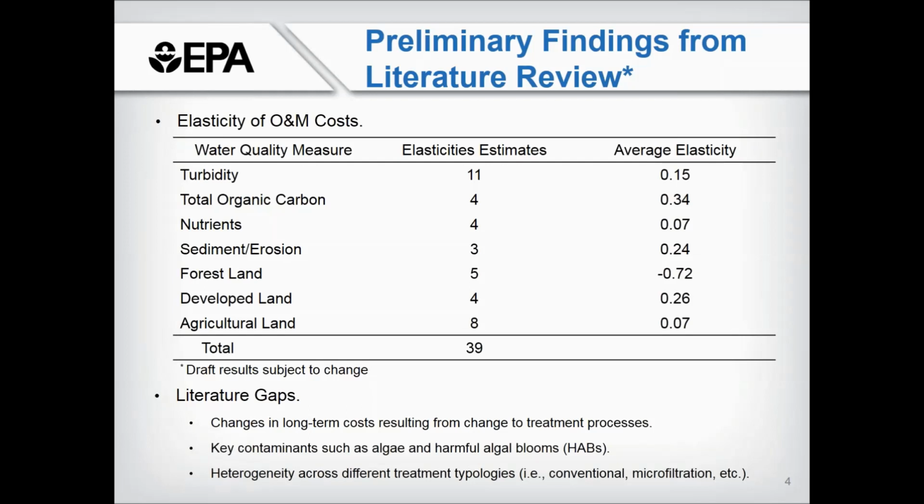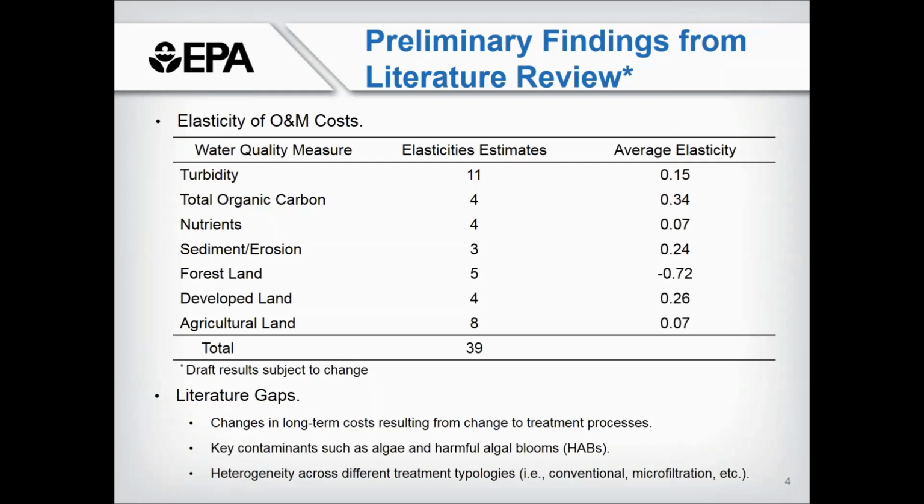So looking at the table and looking across the first row, we see that we were able to extract 11 elasticities for turbidity, and that the average is 0.15. This implies that a 1% decrease in source water turbidity reduces operation and maintenance costs by 0.15%. The corresponding elasticities for TOC is 0.34, for nutrients 0.07, and for sediment 0.24.